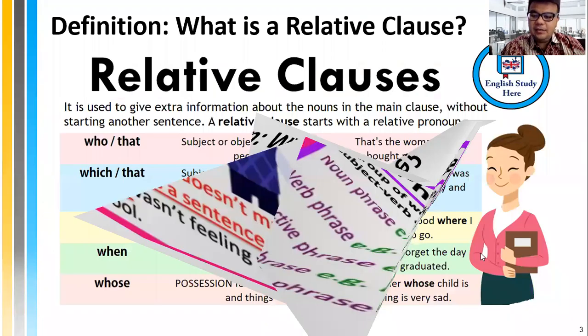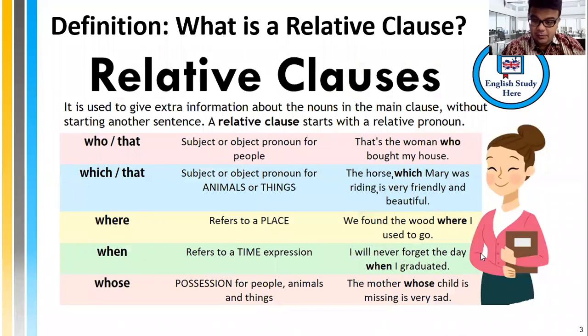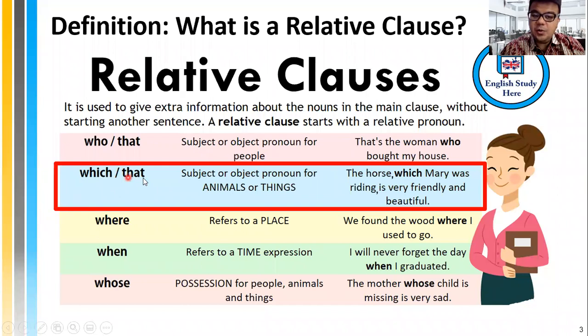What is a relative clause? There are so many of them, but today we will only focus on the which or that relative clause. A subject or an object pronoun for animals and things. We use this to relate two sentences together for animals or things. Example: the horse, which Mary was riding, is very friendly and beautiful.